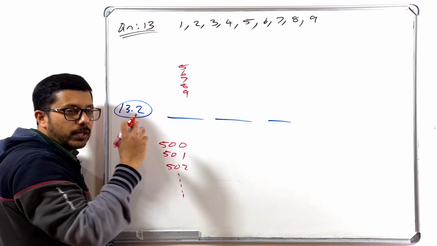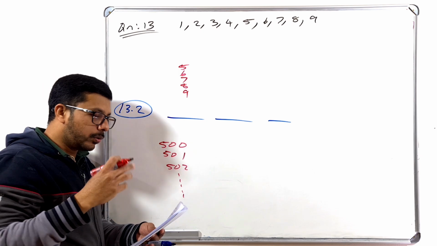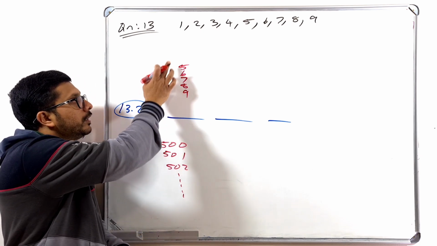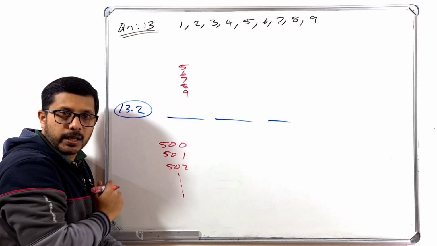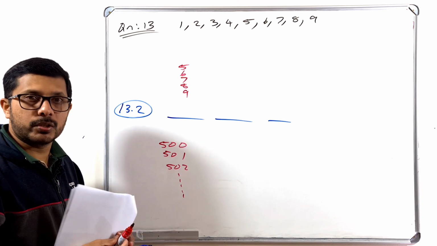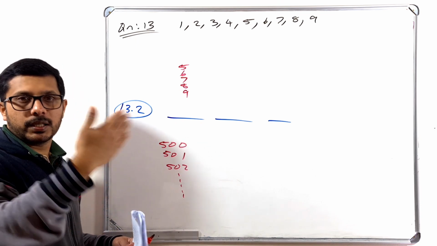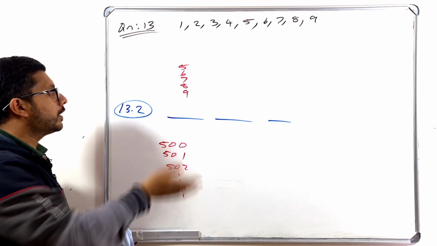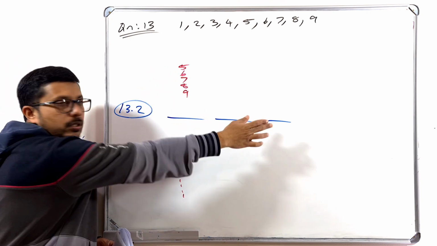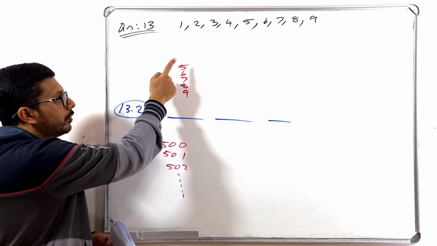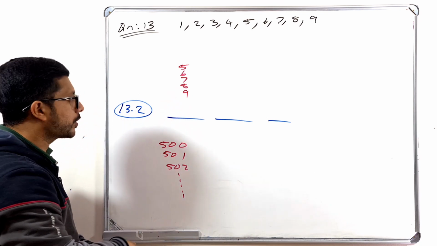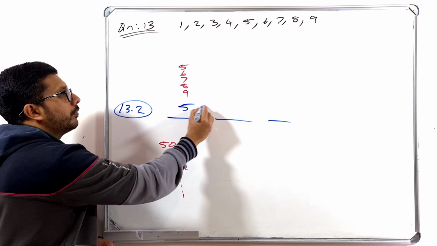So if the code is greater than 500, the first number you have to take is either 5, 6, 7, 8 or 9. How many options do we have? 5 different options for the first place, because the number must be greater than 500. I'm talking about the first number. Here there is no problem. So how many different options are there? We have 5 different options.